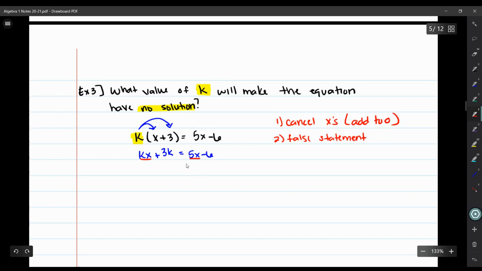So remember, if I want to move this 5 over, I have to subtract it. Well, what does k have to be in order to subtract 5 and make a 0? That means that k would have to be a positive 5.